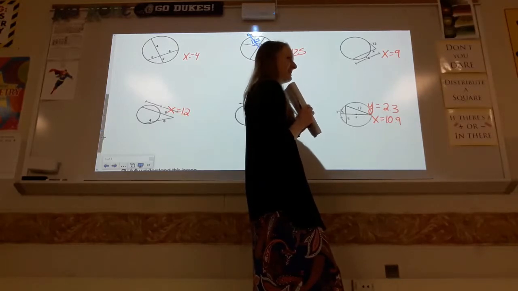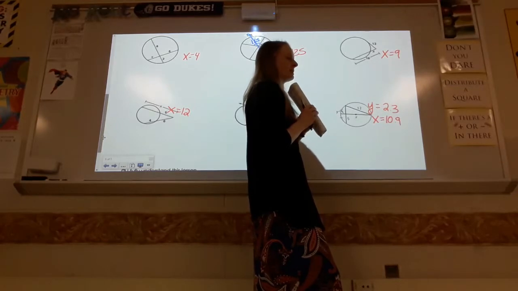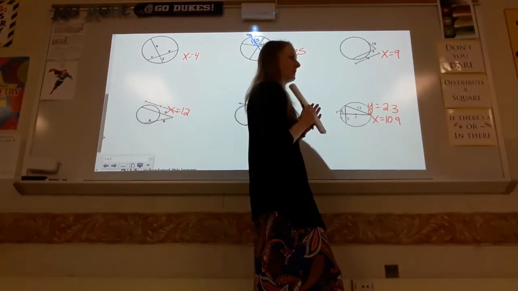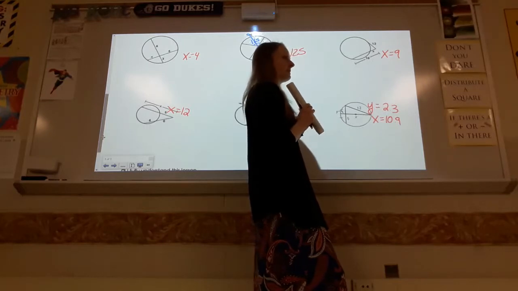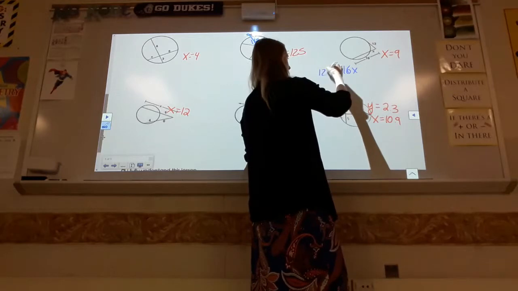It's a secant, right? For a secant, it's full times outside. What's the full length? 16. And what's the outside part? So you just do 16 times x. Okay. 16 times x is equal to the tangent squared.